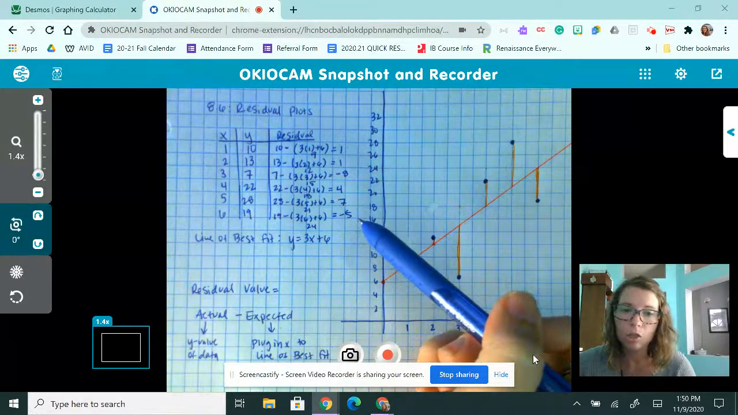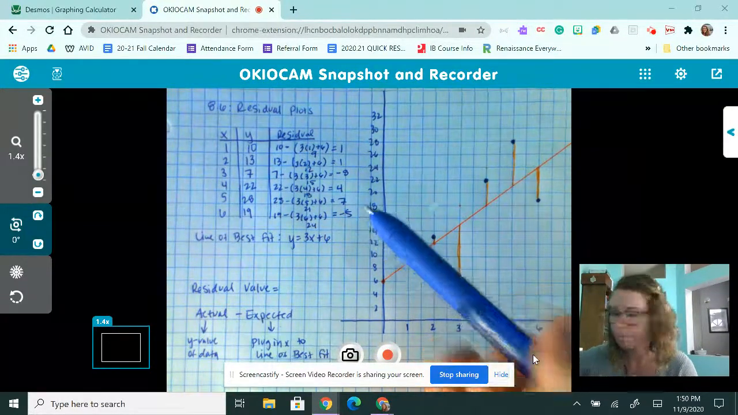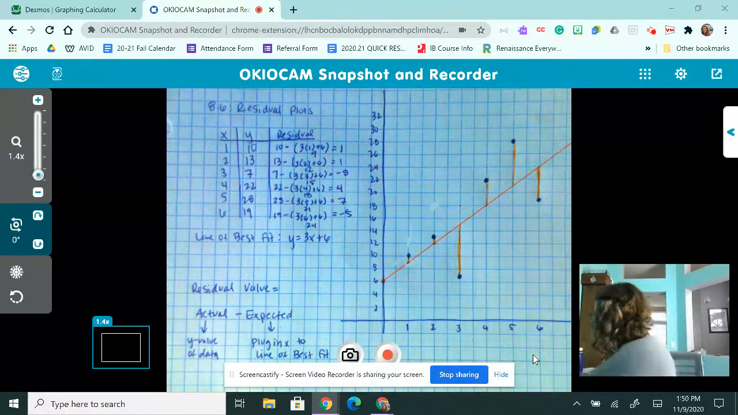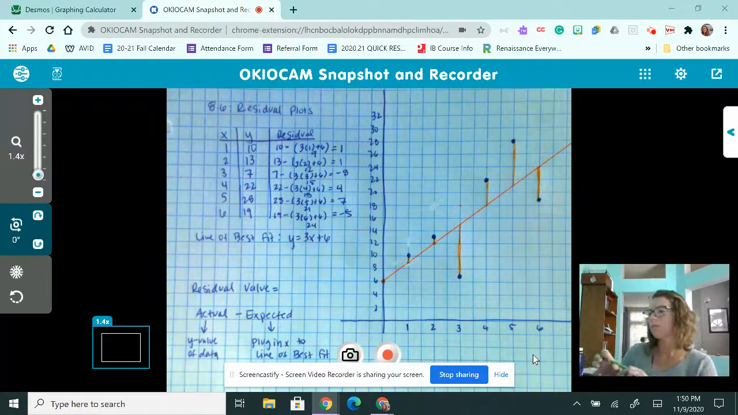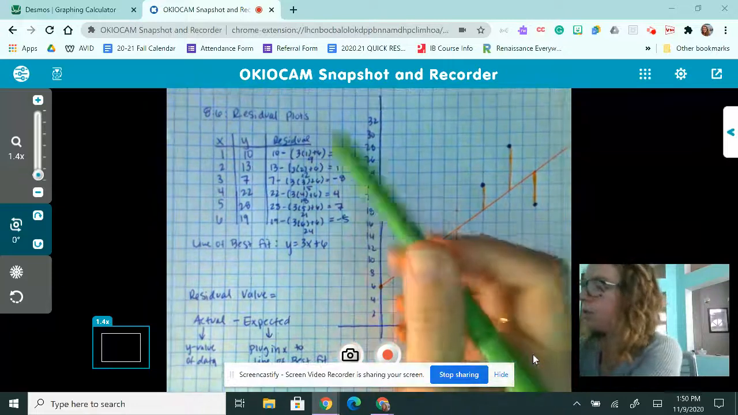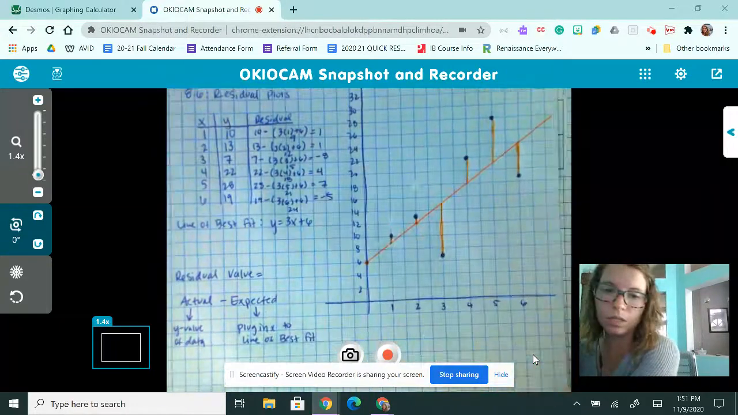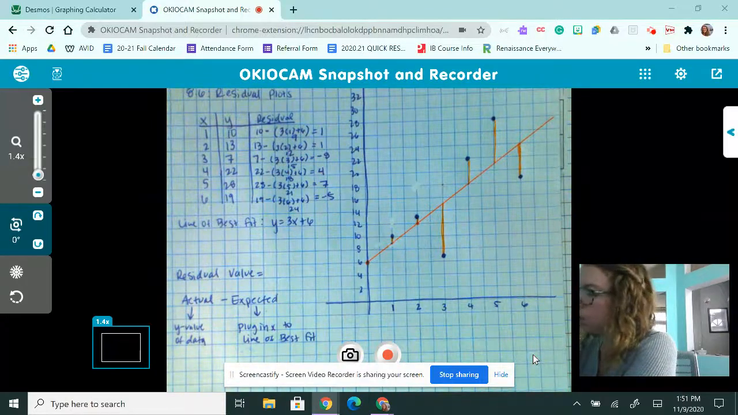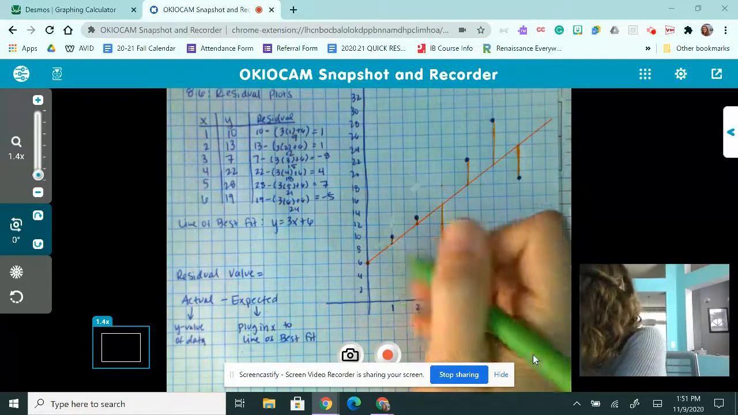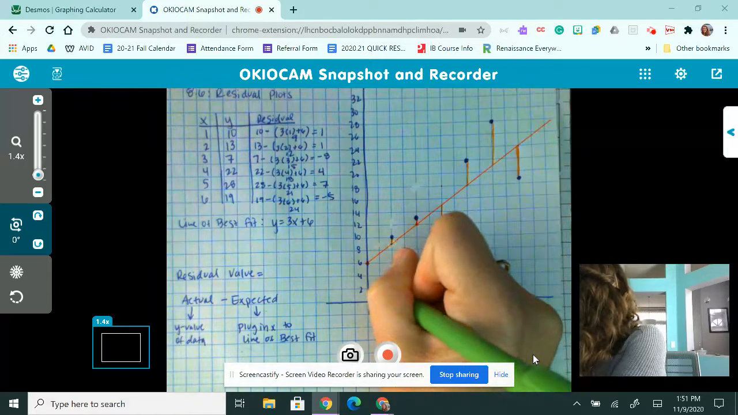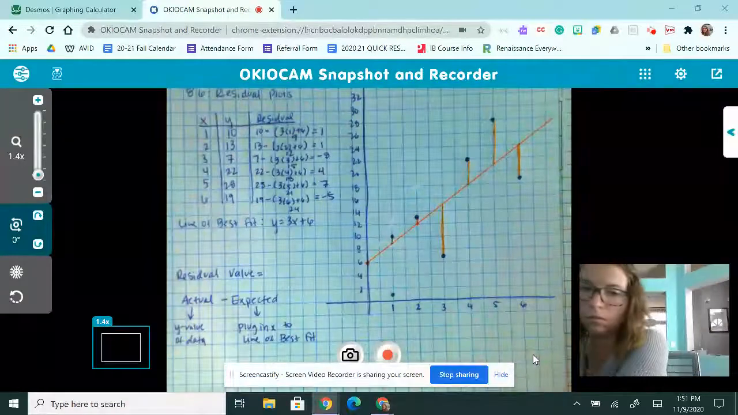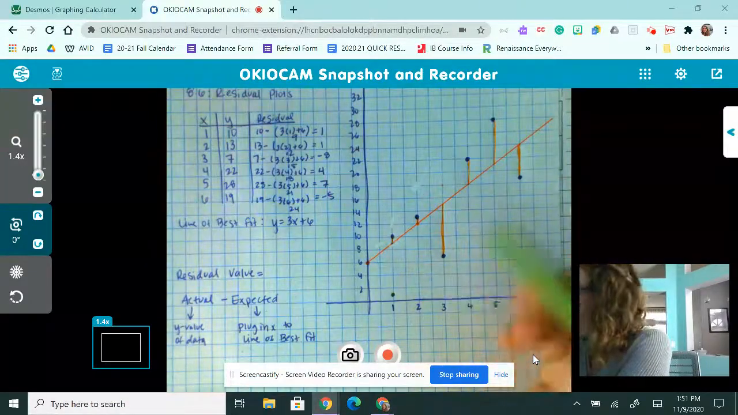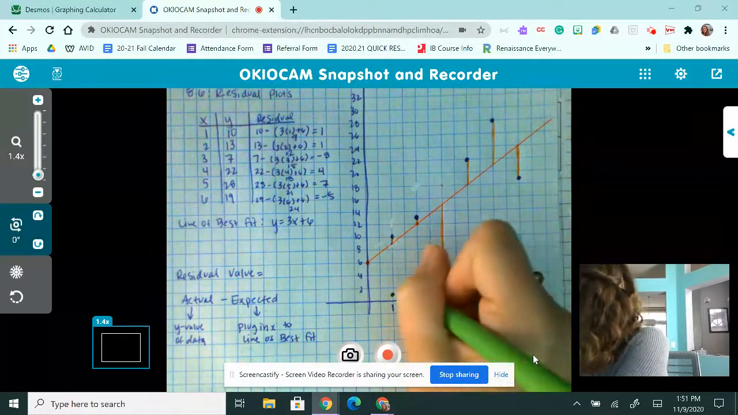Okay, and what we're going to do is now we're going to plot them. So these are the residual values. Now this is the residual plot, and you can plot them all in the same plot here. So 1, we're going to plot 1. Again, my y's are going by 2's. 2 is also 1.